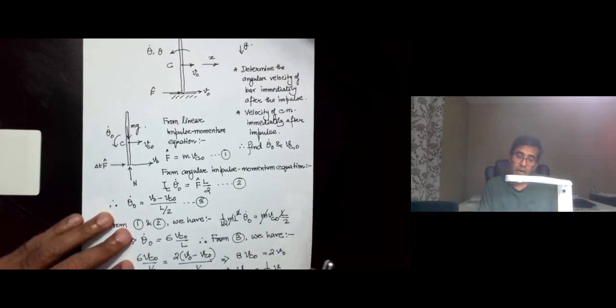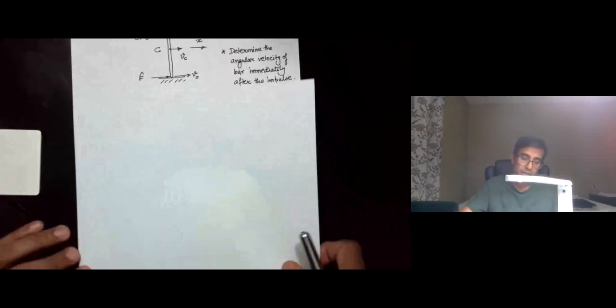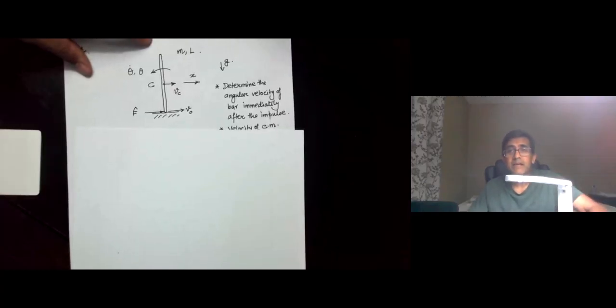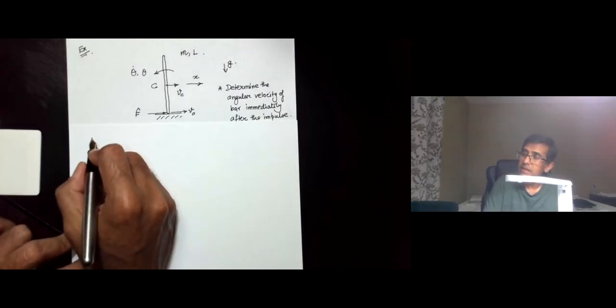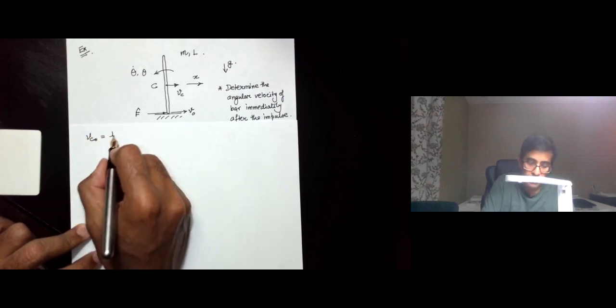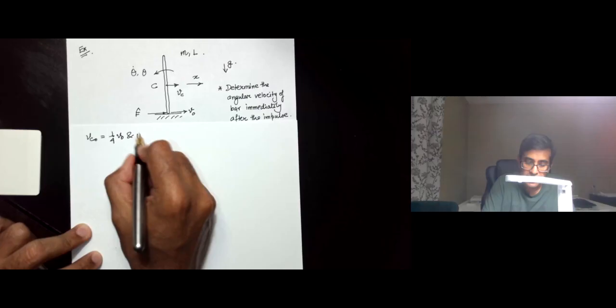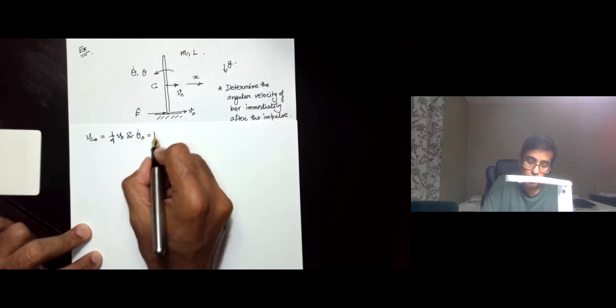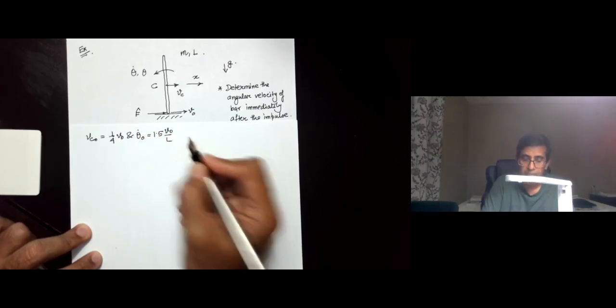Right? Now let us do a little bit of an analysis of the results here to see if everything makes sense and to get an insight into the kinematics or the dynamics here. So essentially the answer that we got is vc naught is equal to 1/4 v naught, and theta dot naught is equal to 1.5 v naught over L. All right. Now let us see one thing.